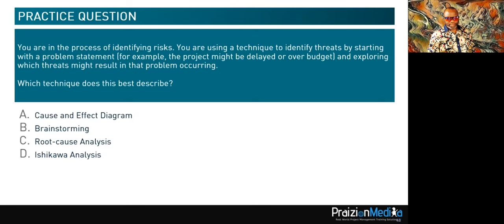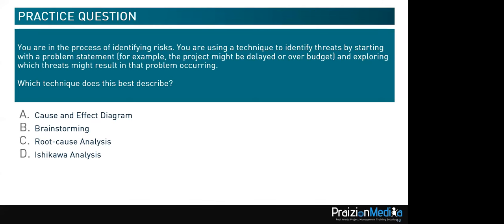All right, let's take a look at this final question, my friends. Very straightforward, based on what our buddy has told us. You are in the process of identifying risks. You're using a technique to identify threats by starting with a problem statement. For example, the project might be delayed or over budget, and exploring which threats might result in that problem occurring. Which technique does this best describe? This is one that I know you're going to need some time for sure. So I'm going to let you take some time in answering this final question. Let's go for it. Final question.